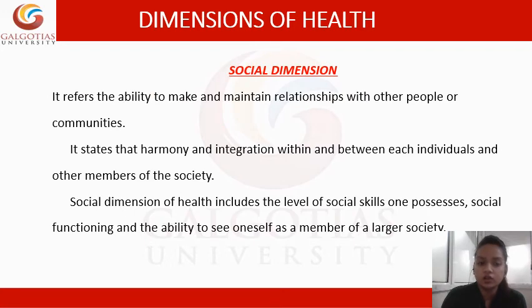Now, third is the social dimension. It refers to the ability to make and maintain relationships with other people or communities. It states that there is harmony and integration within and between each individual and other members of society. The social dimension of health includes the level of social skills one possesses, social functioning, and the ability to see oneself as a member of a larger society.